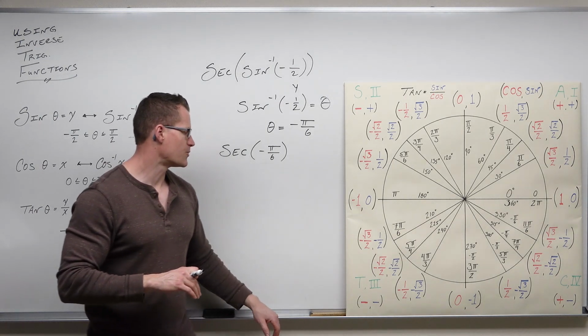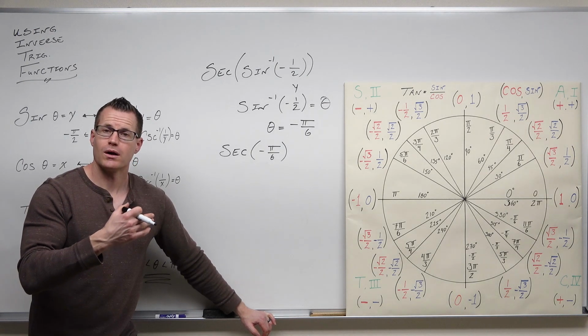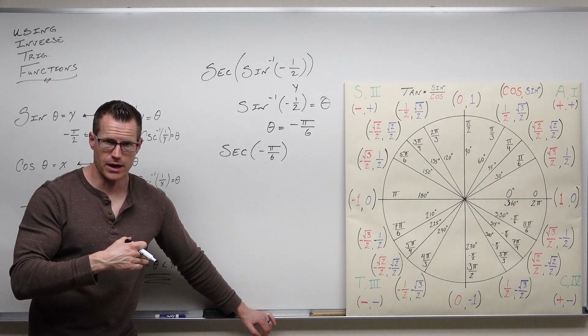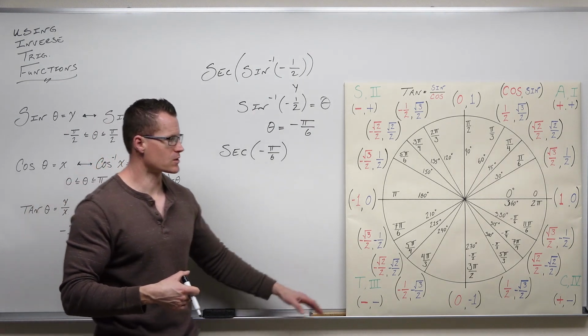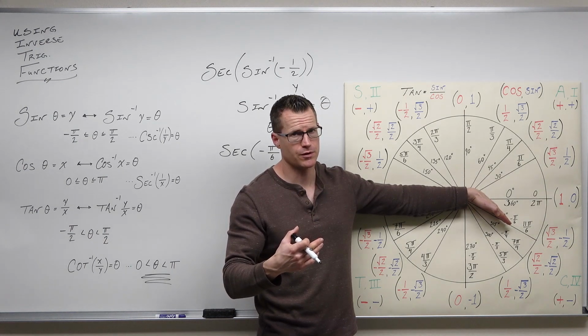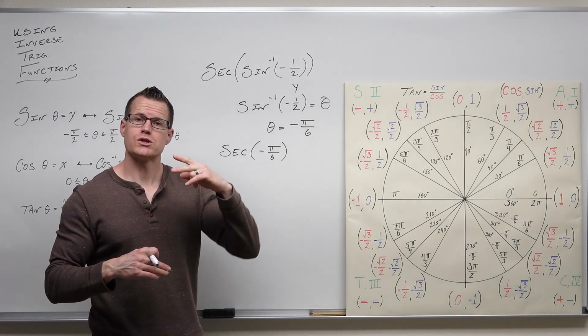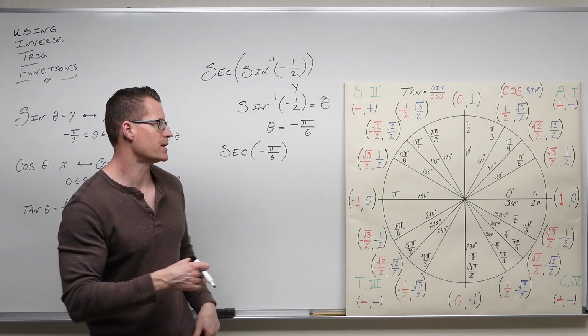So secant of negative pi over 6, well, this is going to give you 1 over cosine, or 1 over x. And so you can do it that way. So here's negative pi over 6. Secant is the reciprocal of cosine. So that would be 1 over square root 3 over 2, or 2 over square root 3. That's totally fine to do that as well.